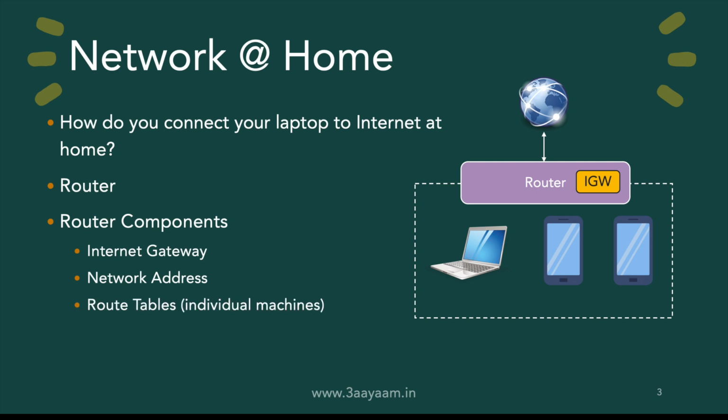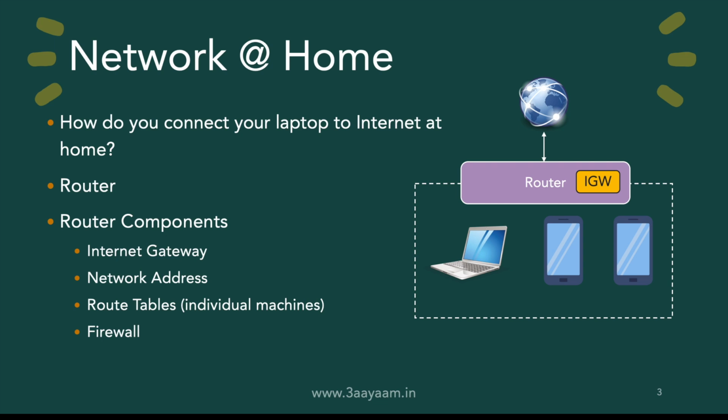Router also has something called route tables in individual machines. Now what is a route table? A route table basically maintains or describes a path which can be used to go from one machine to another machine, or let's say one machine to the internet, or one machine to another machine on the internet. That's what a route table does.